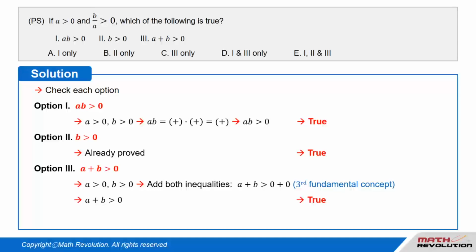Option 3. a plus b is greater than 0. Now we know that a is greater than 0 and b is greater than 0. We can add the two inequalities to get a plus b is greater than 0 plus 0, by the third fundamental concept in inequality. That is, a plus b is greater than 0. Hence this option is true. So, all three options are true, and thus, E is the correct answer. Answer E.